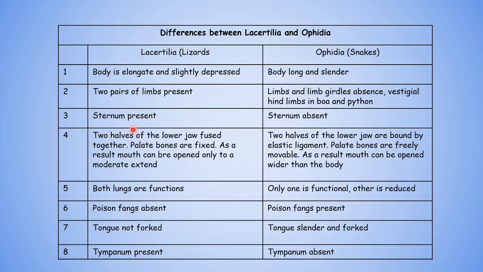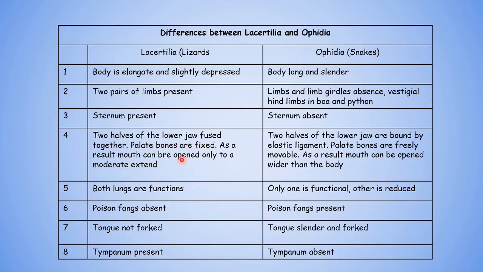The sternum is the bone seen on the ventral side, where the ribs join, but the sternum is absent in the case of snakes. We also saw in the subclass Anapsida, which was turtles and tortoises, that the sternum was absent. In lizards, the two halves of the lower jaw are fused together, and there is also a palate bone. The palate bone is a bone which is seen in the roof of the buccal cavity of the mouth.